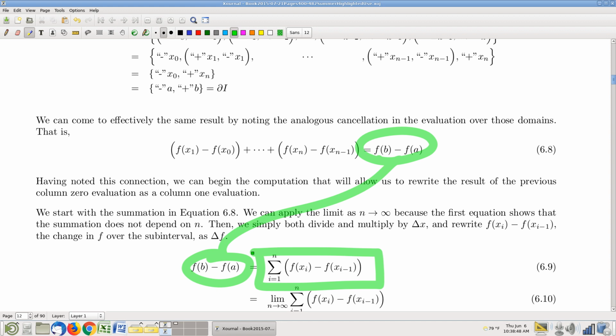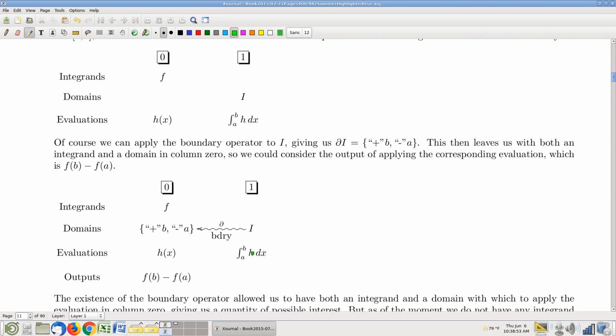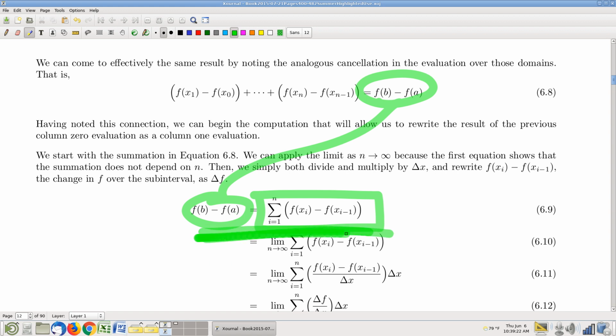Now let me take a pause. Let's go back over here. Reminder, that's what I was kind of aiming for, right? We took the boundary of our interval. We plugged into the evaluation. We got f of b minus f of a, and we decided we wanted to try to view, can I view f of b minus f of a as being something that is a summation over the interval. And we've got that now. Right? F of b minus f of a is a summation over the interval. Everybody with me?